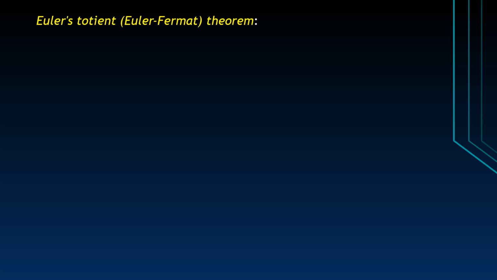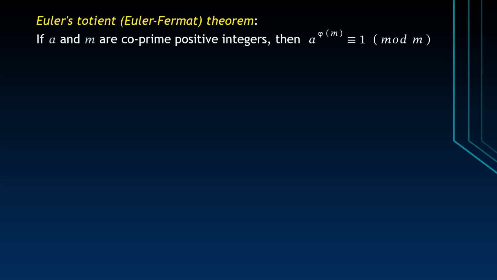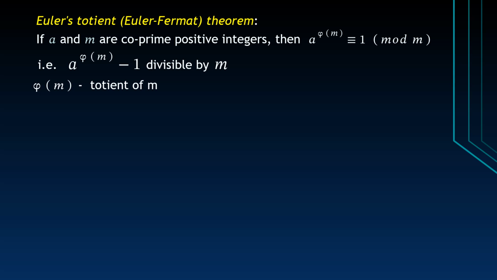So here is Euler's totient theorem, also called the Euler-Fermat theorem, which is an extension of Little Fermat theorem. If a and m are co-prime positive integers, then a to the power of phi of m is congruent to 1 modulo m. This notation means that a to the power of phi of m minus 1 is divisible by m. Phi of m, named totient of m or Euler's phi function, is the number of positive integers no more than m and co-prime with m.